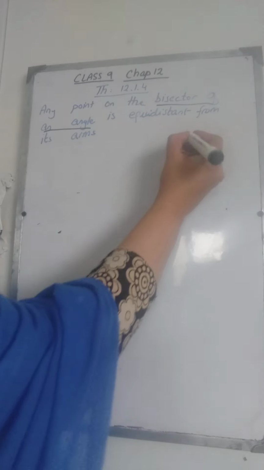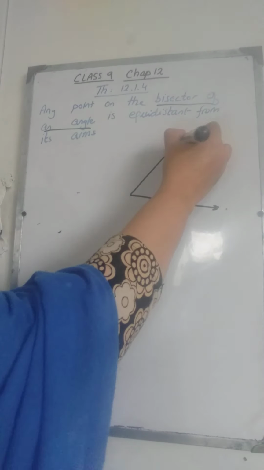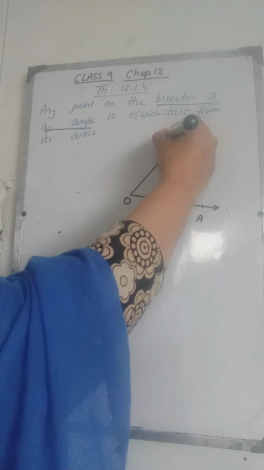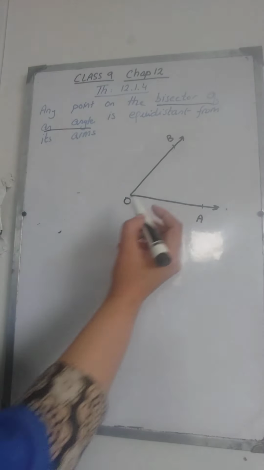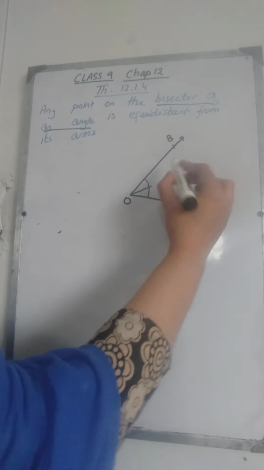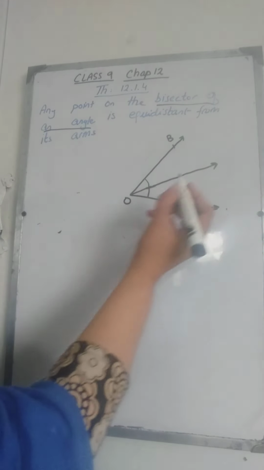Let me draw the figure first. We have an angle. Let's take any angle A, O and B. This is the angle given to us. Let's draw its bisector. Bisector means the line which will pass in the middle of this gap. This is the bisector.